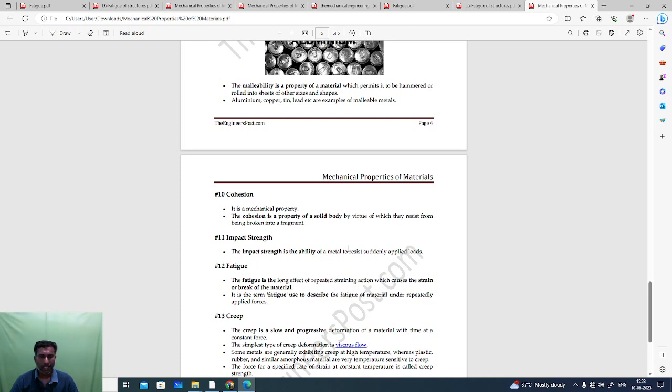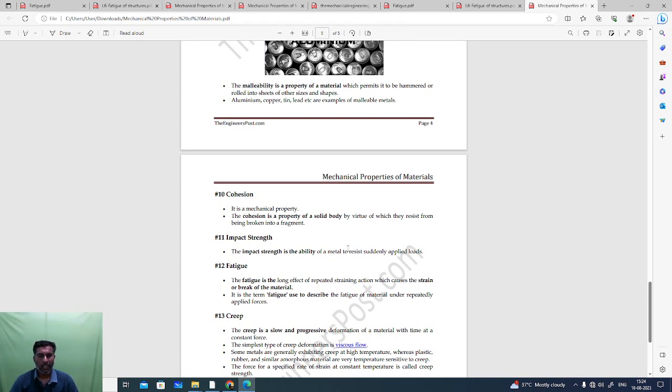Next, impact strength. It is the ability of a material to resist a suddenly applied load. For example, you are traveling in a vehicle continuously at 60 or 80 kilometers per hour, and when the brake is suddenly applied, a load is applied. That is one example. These are the places where impact force is applied.